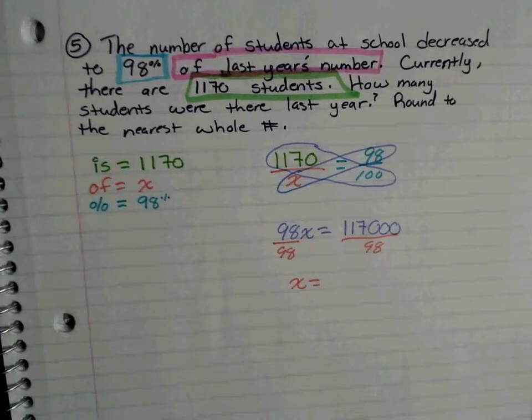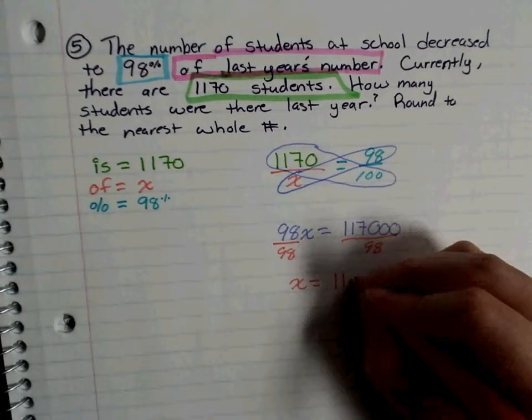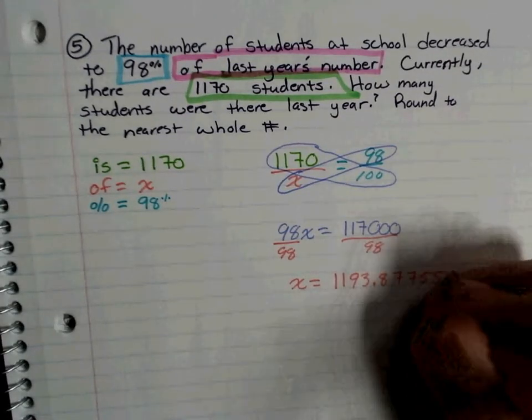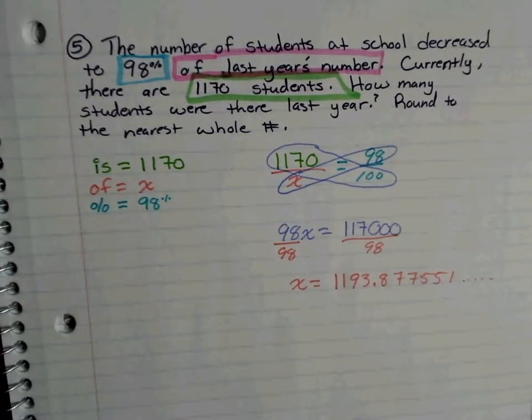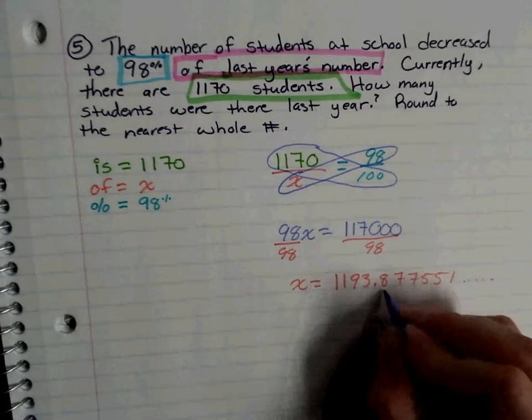And like Dylan pointed out, he's going to get a nice long decimal answer, right? Okay, so let's take a look at what the decimal answer was going to be. It was going to be 1,193.877551. It's going to keep going on and on and on. But we need to round to the nearest whole number.